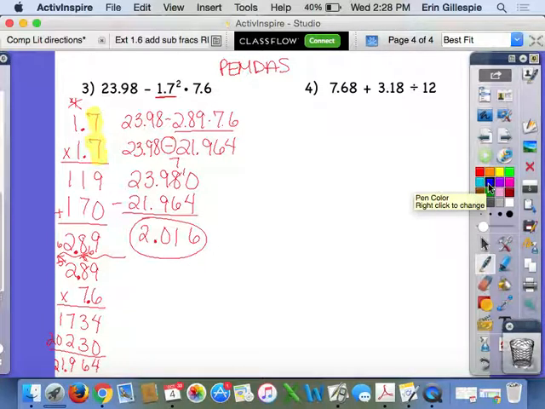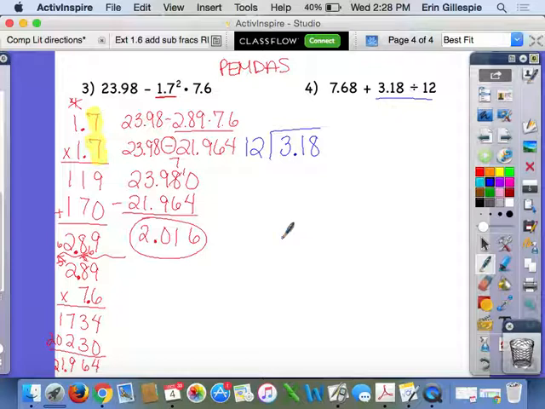Number 4, 7 and 68 hundredths plus 3 and 18 hundredths divided by 12. What do we do first? Division. So remember, set it up. This is your dividend. This is your divisor. So off to the side here, I'm going to set that up. I want to include all my decimals right now.